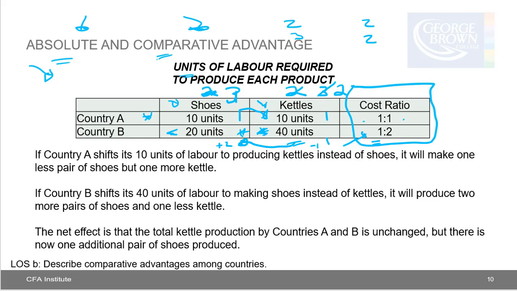And then finally, by specializing and trading, you can see that by moving country B from producing kettles, which was using 40 units of labor, into shoes, and then trading, we went from a starting point of 2 pairs of shoes and 2 kettles to a situation where we had 3 pairs of shoes and 2 kettles. So we were actually able to increase output: there's now an additional pair of shoes produced through specialization and trade.